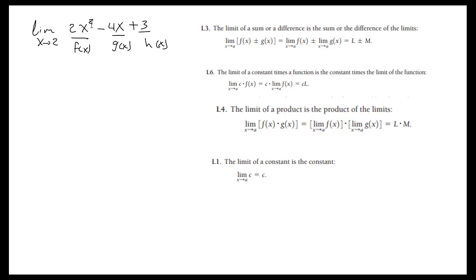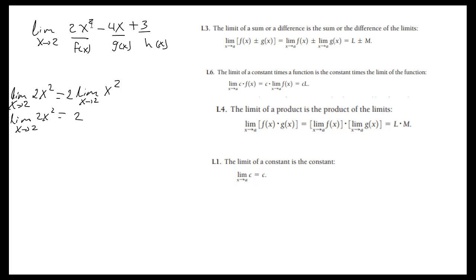We're going to separate this, and we're going to find the limit of 2x squared. When x approaches 2, the limit of 2x squared is equal to... We're going to use this property. We're going to put aside the number 2, and then we're going to find the limit when x approaches 2 of x squared. And this is equal to the limit when x approaches 2 of 2x squared.